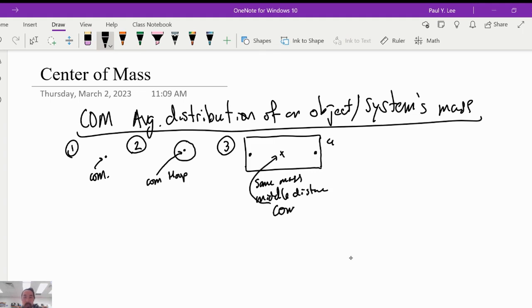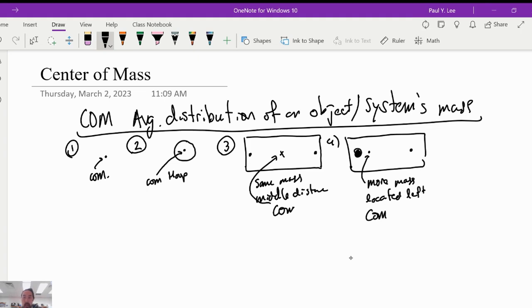Okay, so let's take that same idea, but let's make one more massive. If we make the left object more massive compared to the right one, the center of mass will be, on average, closer to the area with more mass. So more mass located to the left, so the center of mass is towards the left.